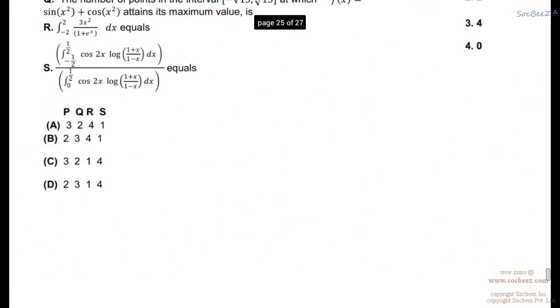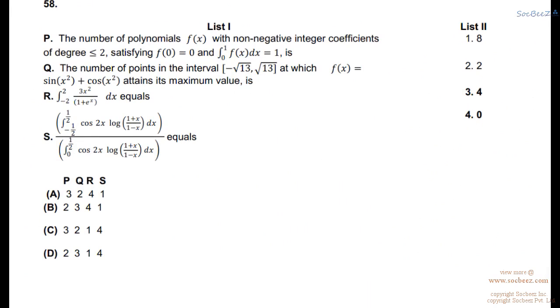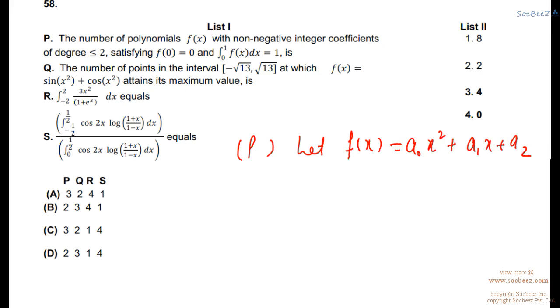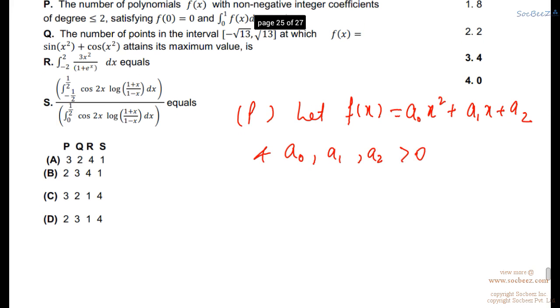Now let's see another question. The question says, P is the number of polynomials f(x) with non-negative integer coefficients of degree smaller than or equal to 2 satisfying f(0) equals 0 and integration from 0 to 1 f(x) dx equals 1. So let's solve for P here. Let f(x) equals a0 x square plus a1 x plus a2. Okay, and a0, a1 and a2 are greater than or equal to 0 actually.